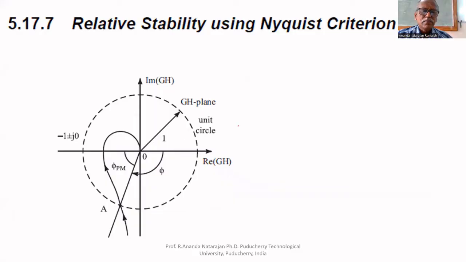This is Nyquist plot of a third order type 1 system. We know, by using this, we can find the relative stability.